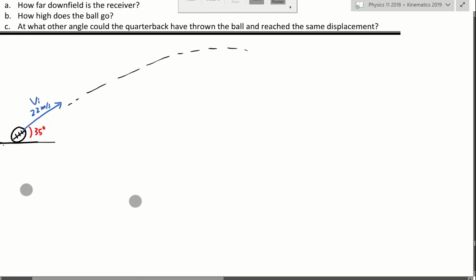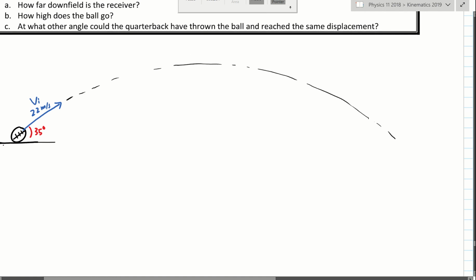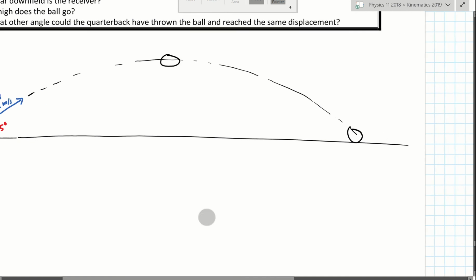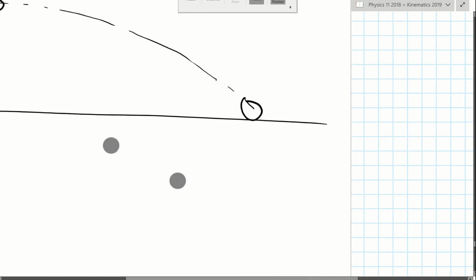Let's predict what happens. I predict that it's going to go up like this, reach the highest point, and then hit the ground. So by the time it hits the ground, it's going to be all the way on the other side, somewhere here, and it's going to hit the ground like this.